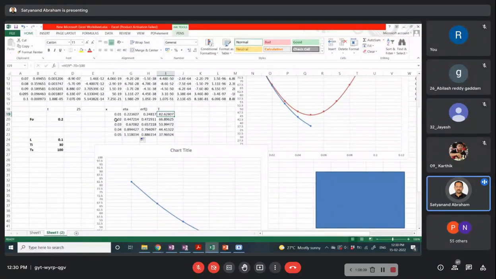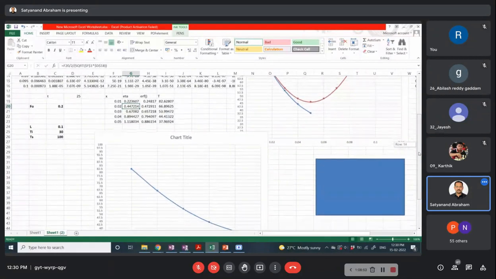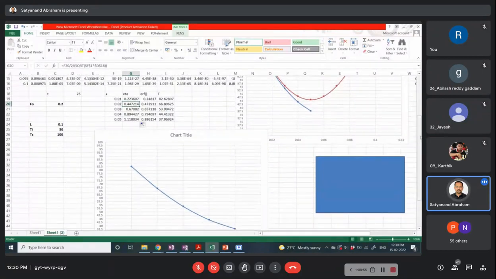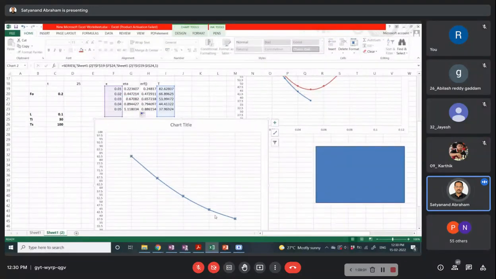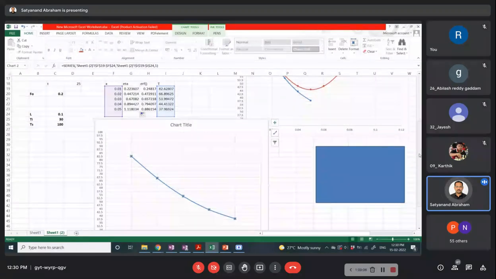You will get it at 0.02 with the same equation; only your eta value will be different because you have changed the x. Likewise, you can see how the eta values are going to be different. If you plot that, you will get a curve like this. That is the temperature over here.